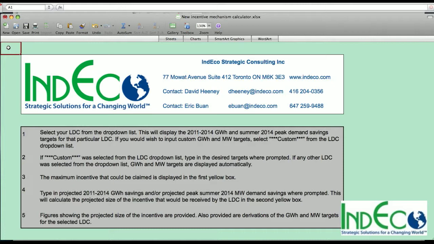Please note that the calculator is based upon our understanding of the electricity conservation and demand management targets released by the Ontario Energy Board on June 22, 2010, and may not necessarily reflect how the incentive mechanism will function in its finalized form.